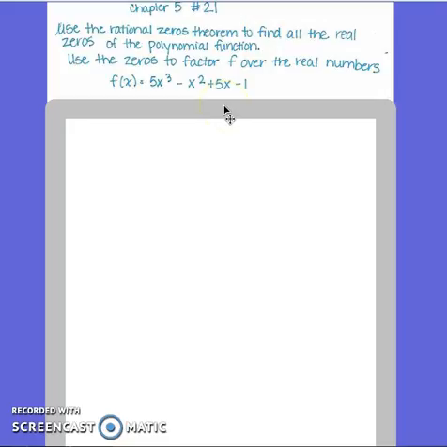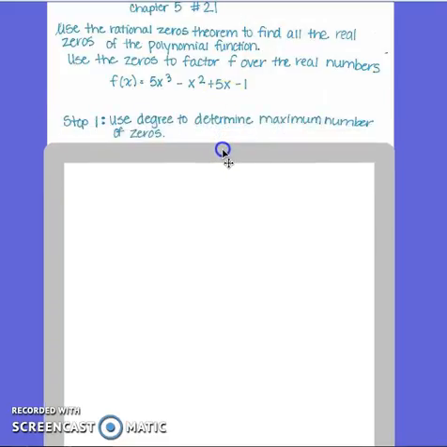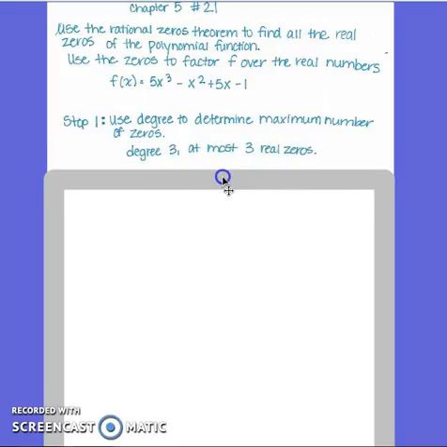Step 1. We are going to use our degree to determine the maximum number of zeros. So, in this case, our degree is 3. So we are going to have at most 3 real zeros.